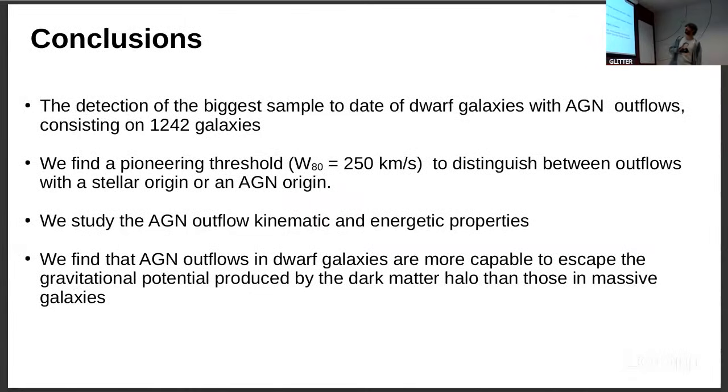Okay, the conclusions. Here I leave the conclusions: the detection of the biggest sample to date of dwarf galaxies with AGN outflows. We find a parametric cut in the outflow velocity to distinguish between the stellar origin or an AGN origin. We study the kinematic and energetic properties of the outflows, and we find that the AGN outflows in dwarf galaxies are more capable of escaping the gravitational potential produced by the dark matter halo than those in massive galaxies.